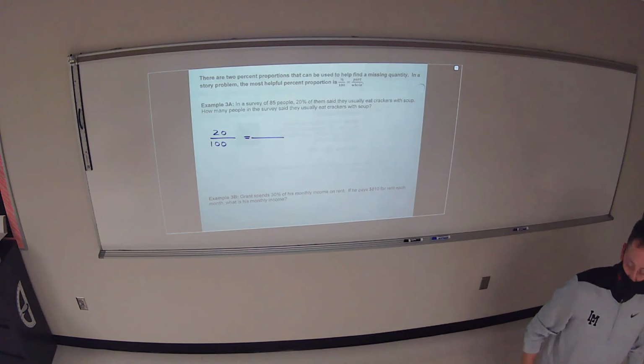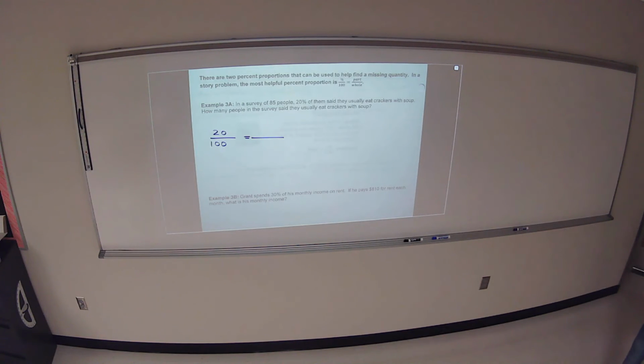Okay? Now, equals, I'm going to teach this as part over whole. So they're going to give you some other quantity, and your job is to figure out, is it the part or is it the whole? That's going to dictate where it goes. So it's going to depend on the problem. So here's what you got to think about.